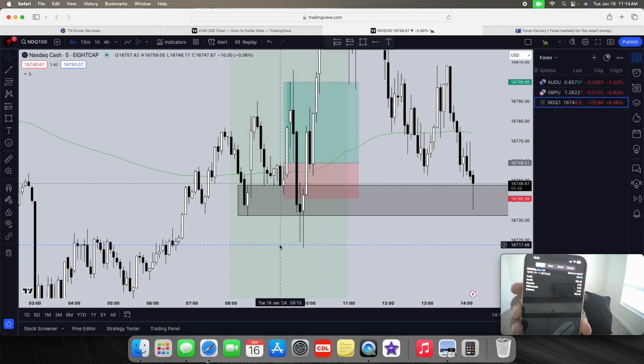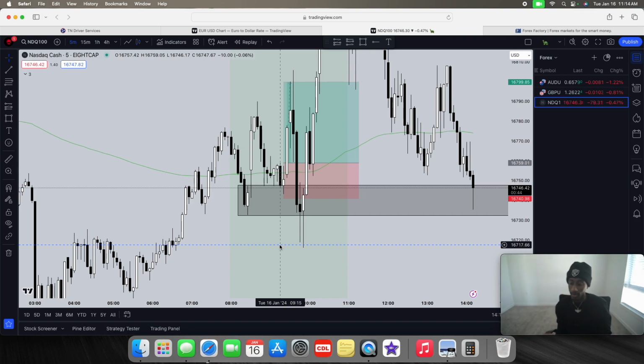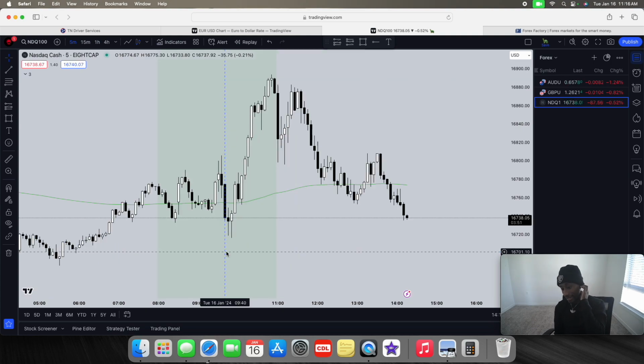Little trade, little win, little 322. I'm upping my risk to 1% because I'm tired of this 0.5%. So that was a 1% trade right there. So yeah, man, that's pretty much all I got. Again, I'm still trying to figure this shit out. But so far we're 5-1. So we're gonna take it.